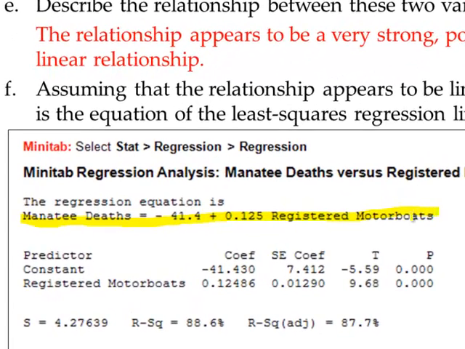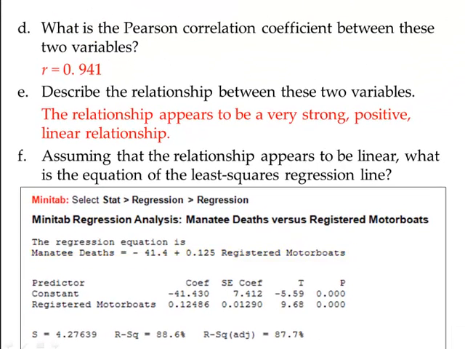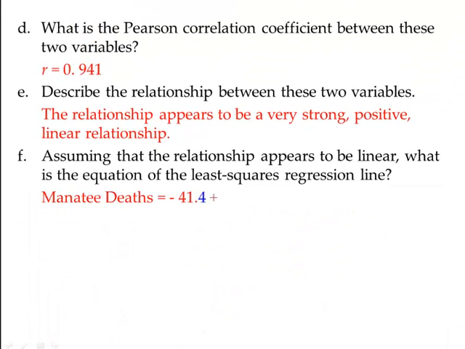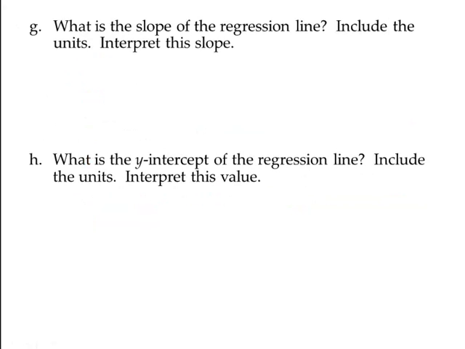In the previous video, we computed this line. So we see that it's Manatee deaths equals negative 41.4 plus 1.25 times the number of motorboats. The least squares regression line, or the line of best fit, is Manatee deaths equals negative 41.4 plus 0.125 times the number of boats. Question G. What is the slope of the regression line?